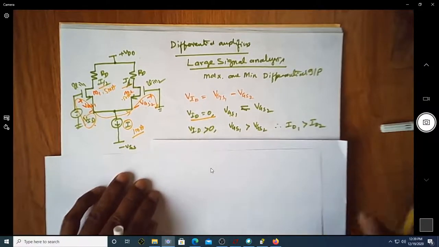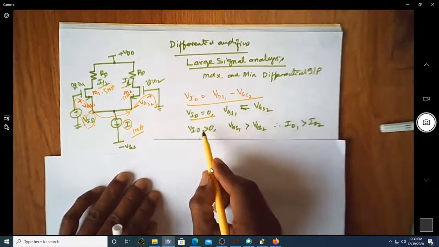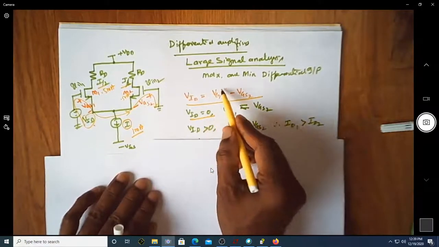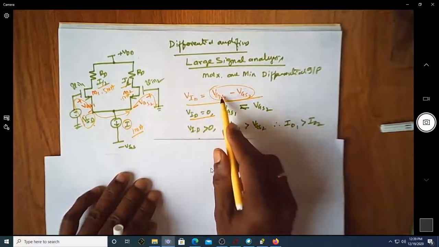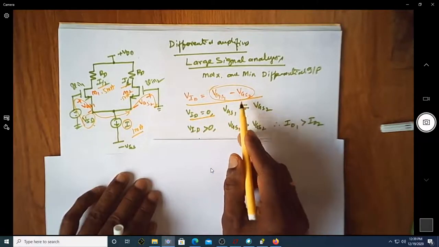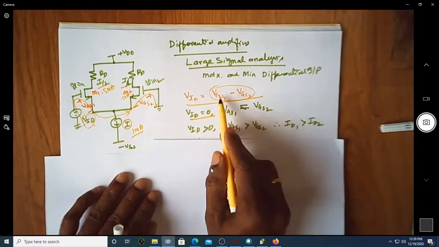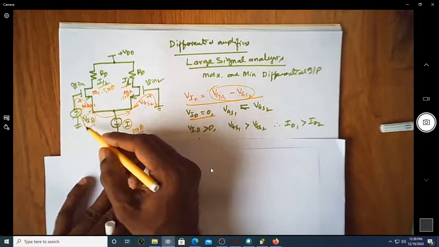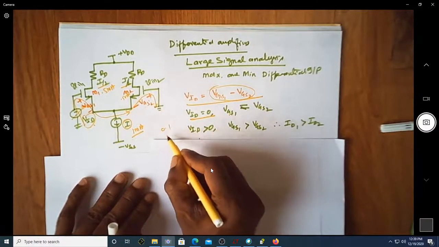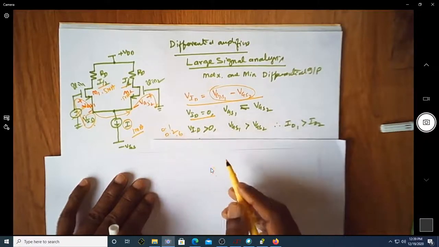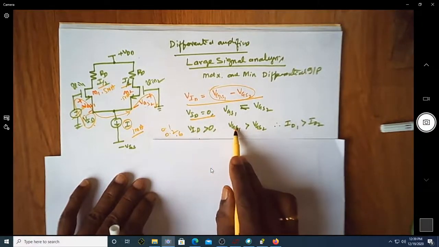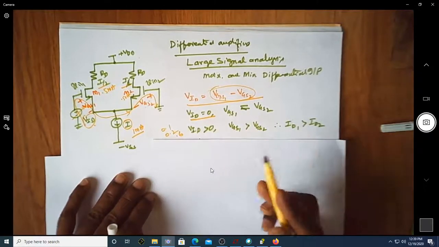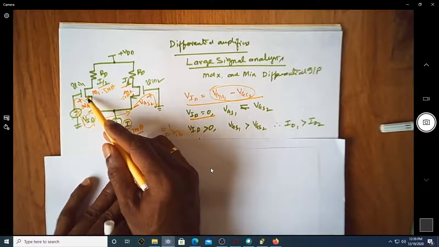Assume that as per this equation, your VID goes greater than 0. Naturally, as per the mathematical expression, VGS1 has to be greater than VGS2, because this entire term has to be greater than 0. Suppose I apply a voltage which is more than 0, assume I'm applying 0.1, 0.2, 0.6 volts. In such a case, you can see VGS1 has to be greater than VGS2.